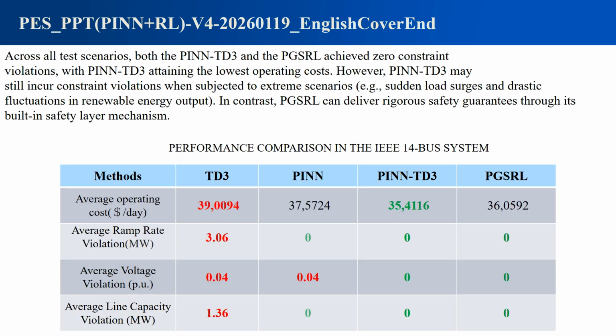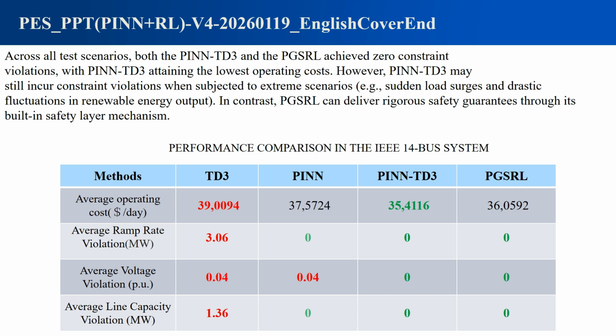The performance table compares four methods on operating cost and the three violation metrics. Standard TD3 has the highest cost, $39,000.0094 per day, and the non-zero violations in ramp rate, voltage, and line capacity. The PINN method reduces cost, but still has voltage violation, because physics-informed approximation alone does not guarantee all operational limits.